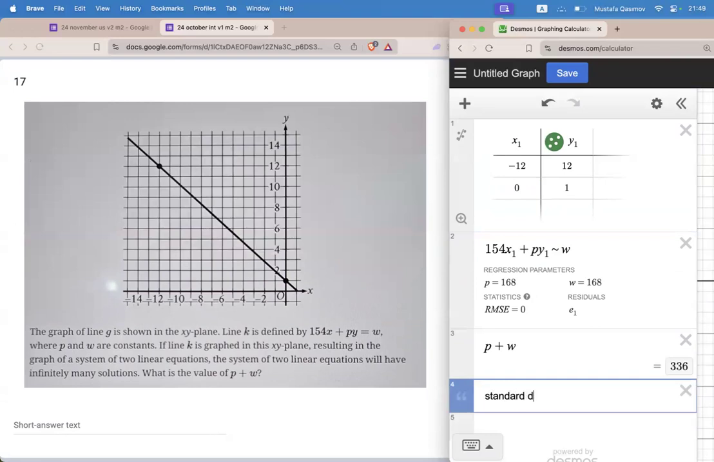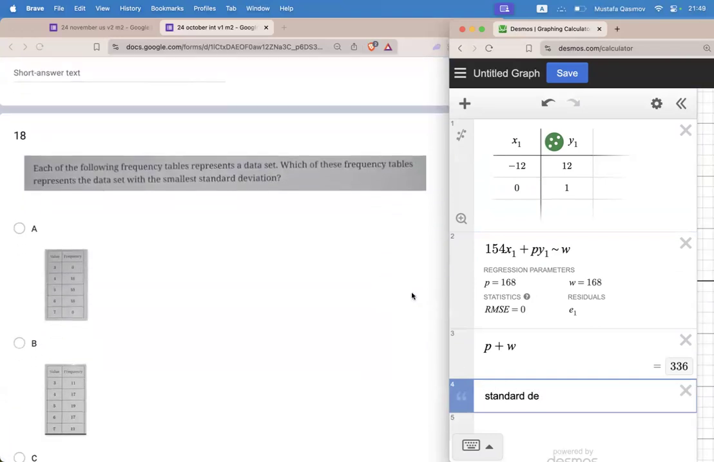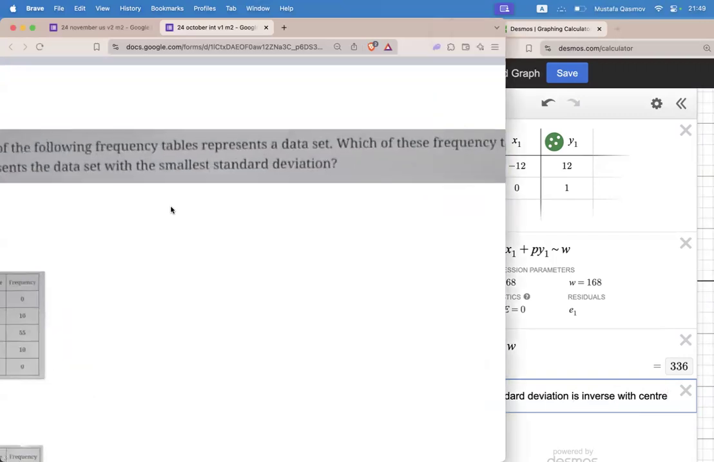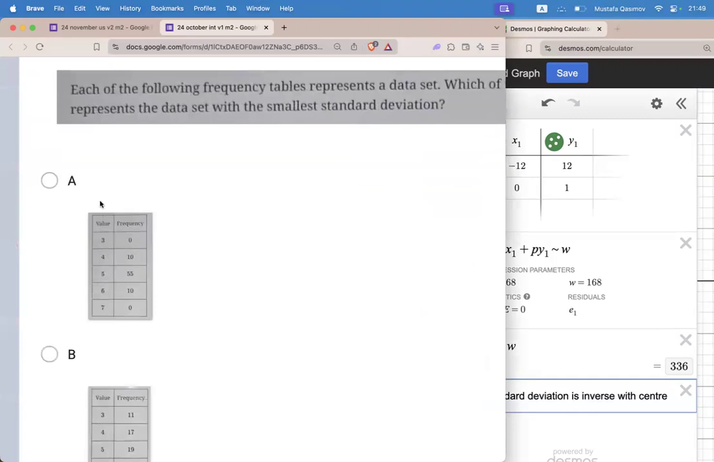Okay, for that one, we have a rule like this. Standard deviation is inverse with center. So standard deviation shows how far numbers are from the center. If it's the smallest standard deviation, if we have a lot of numbers in the middle, it means that it's smallest. Yəni nə qədər çox mərkəzdə ədədimiz varsa, o qədər balacadır. So that's my answer C.